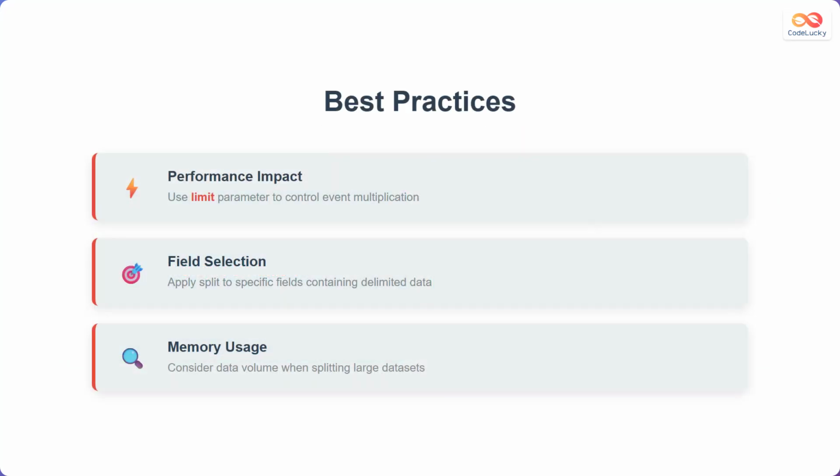When using the split command, keep these best practices in mind. First, consider the performance impact. The split command can multiply the number of events significantly, so use the limit parameter to control event multiplication when working with large datasets. Second, focus on field selection. Apply the split command only to specific fields that actually contain delimited data, rather than splitting unnecessary fields. Third, be mindful of memory usage. Consider the volume of your data when splitting large datasets, as the multiplication of events can consume substantial system resources.